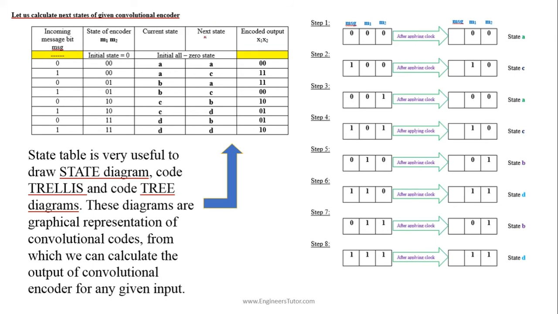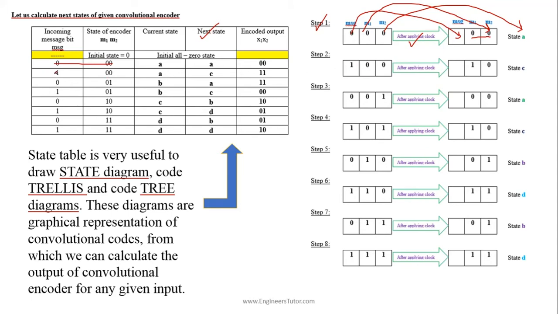Now let us calculate the next state of the given convolutional encoder. We know the initial state. Suppose in step 1 we take 00, the all-0 initial state. After we apply the clock pulse, because the state changes after the clock pulse is applied, this bit will be discarded and the others shift right, so it becomes 00.